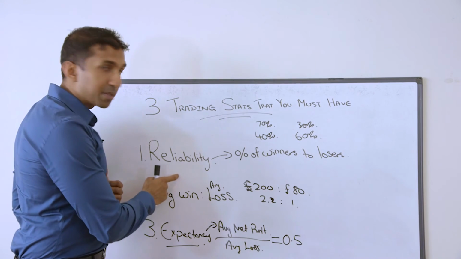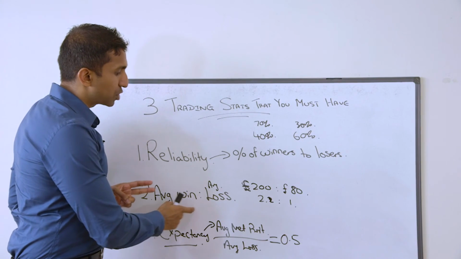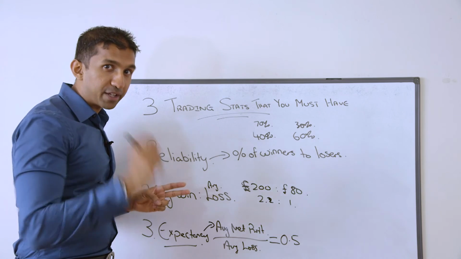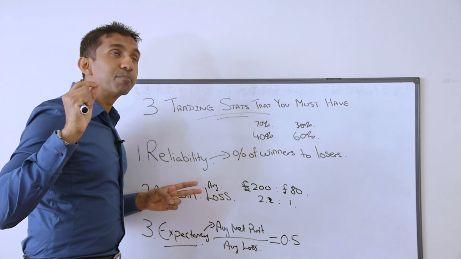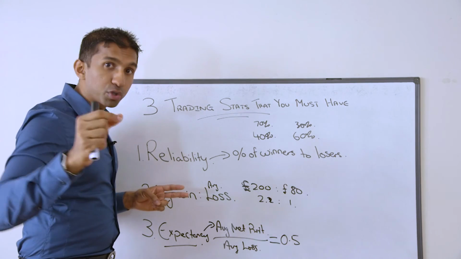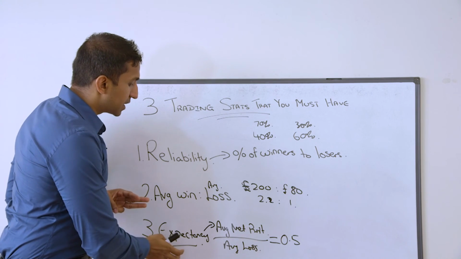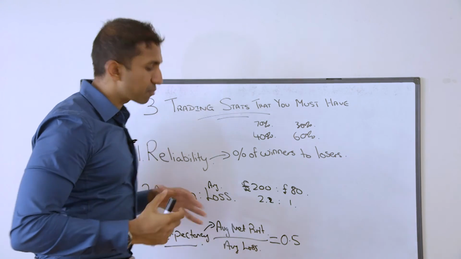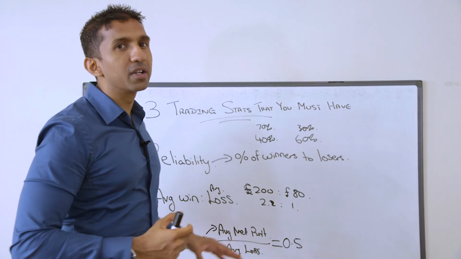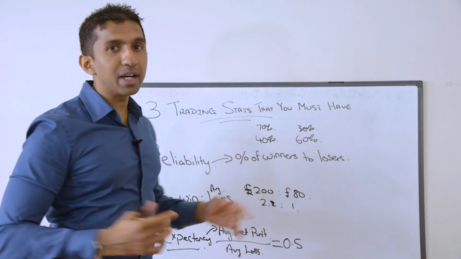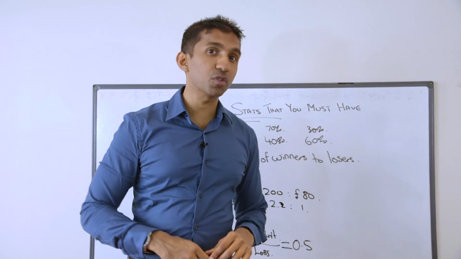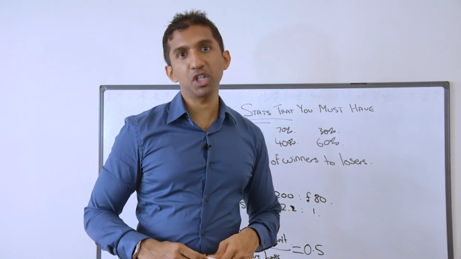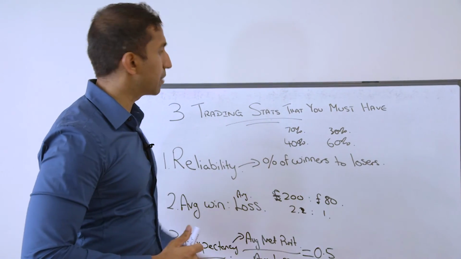So one is reliability. Second is your average win to average loss ratio, which is actually your reward to risk ratio. And thirdly is your expectancy, the average net profit over your average loss. So do go and look at these stats, go and read up on them, or give us your comments and questions if you have any challenges in knowing how to come up with these figures.